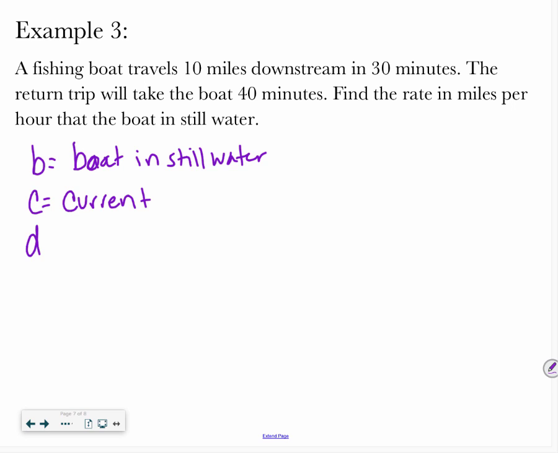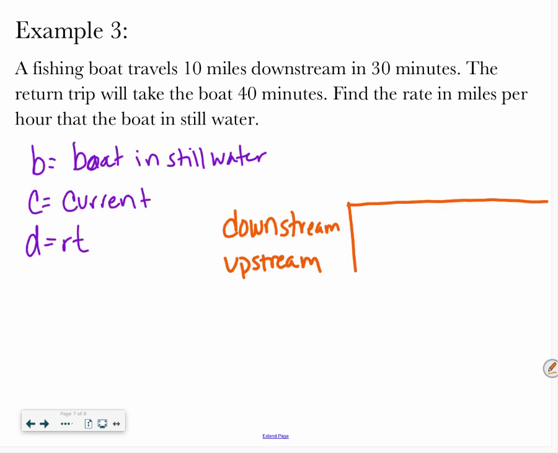And I'm talking about distance and time and rate, so I know I'm going to use distance equals rate times time. Okay? So in this example, we're talking about going downstream, and we're talking about going upstream. Now, what information do I know about each? What is my rate? What is my time? And what is my distance? Those are 3 very important things that we need to know.